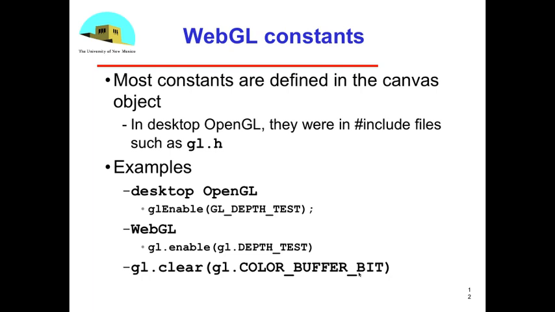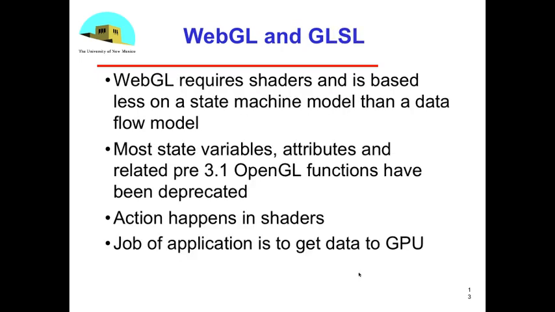Okay, now the next thing we want to look at for a second is WebGL and GLSL. Now, WebGL requires shaders, and the shaders are going to be written in the OpenGL Shading Language, GLSL, and we have to have at least two of them.